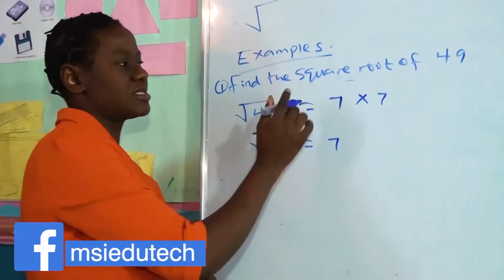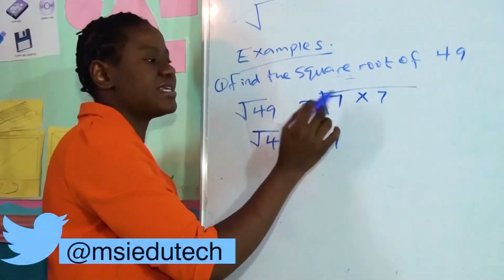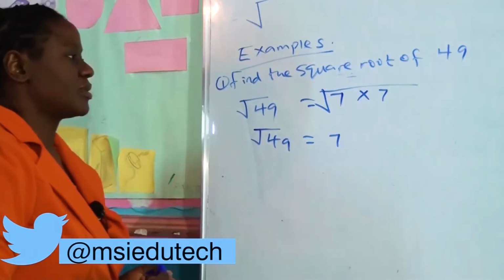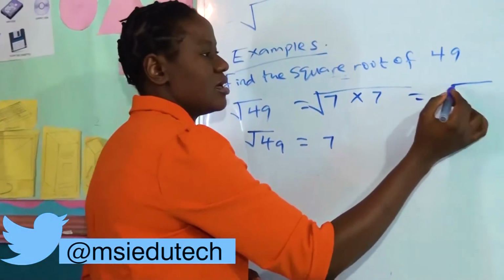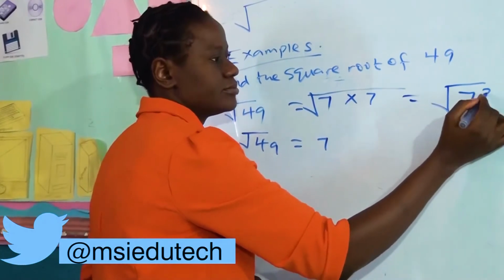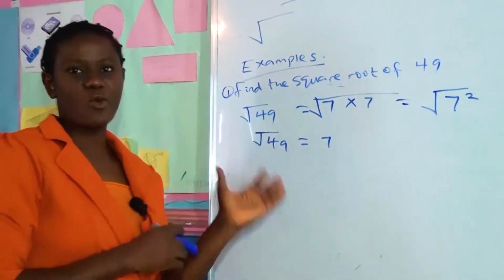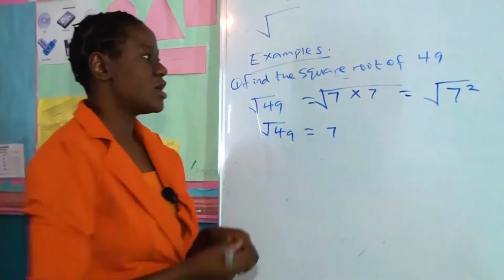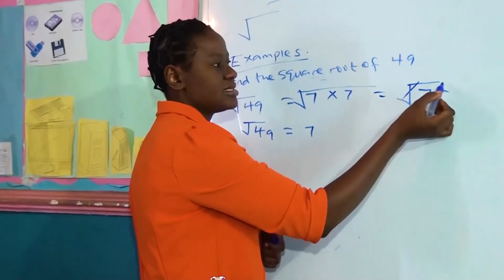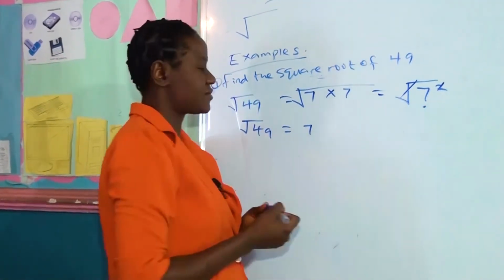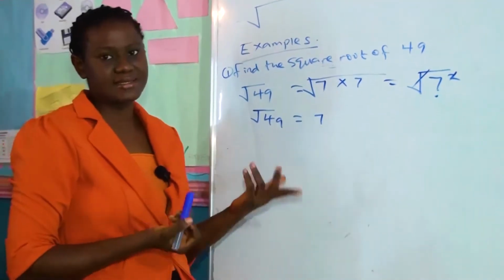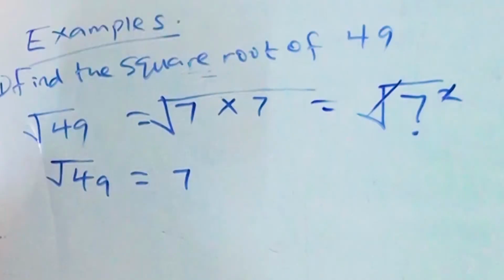The square root of 49 is like saying the square root of 7 times 7. So this is 7 squared. You could say square is the opposite of square root. So the square root crosses out the square and you have 7 left. So the square root of 49 is 7. Let's take another example.